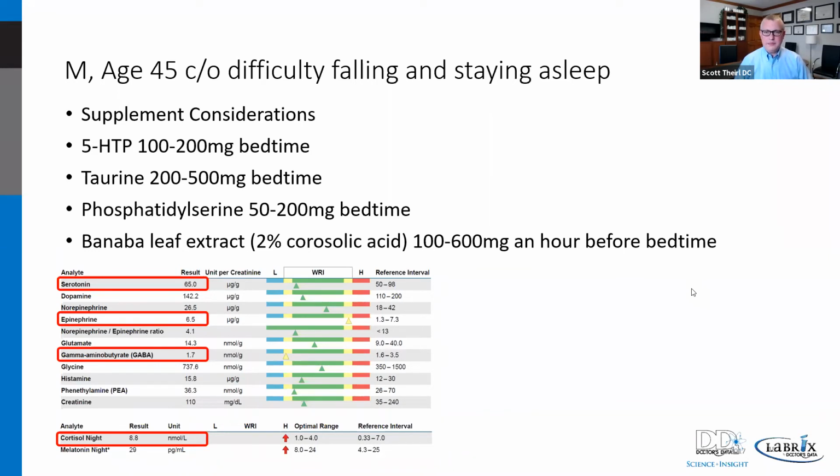Okay, let's move on to the second case. I hope that's all making some sense, and I know time is flying by.